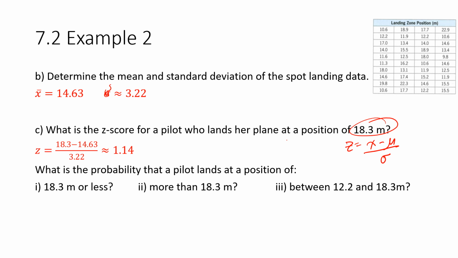So when we have our z-score, that can give us the probability. Just looking up the z-score table will give us this probability, 18.3 meters or less. The number that you get on the z-score table is the probability that it's 18.3 meters or less. Looking up the z-score table, it's a z-score of 1.14. You'll see that you get a probability of 0.8729.